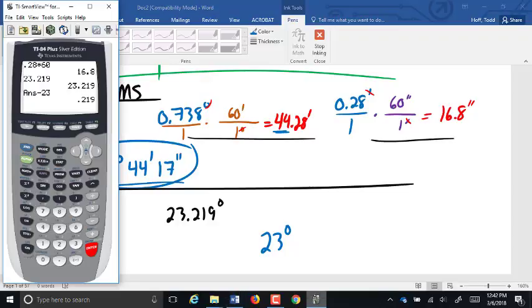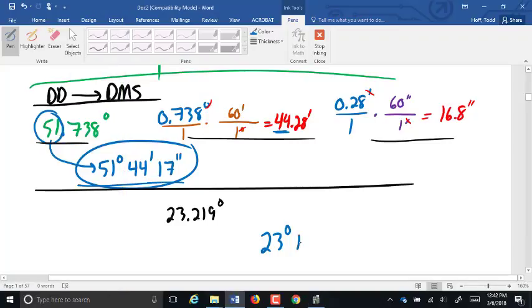Now what's left there is still decimal degrees. I need to convert that into minutes. And how am I going to convert it into minutes? Just like I did over here, I'm going to multiply by 60, giving me 13.14. So that is 13 minutes.